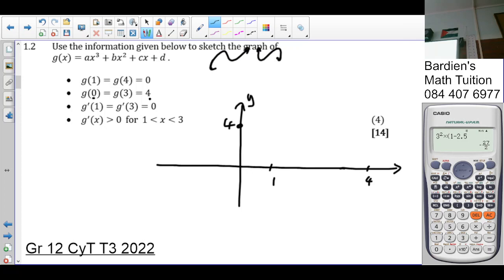Okay? Then g of 3 is 4. So there's 3. So g of 3 is 4. Okay, so the graph is going through that as well. Then going to the next information, we are told that g prime of 1, g dash of 1. When do we set g dash of x equal to 0 for a turning point? Not so? So g dash of 1, the graph is turning at x is equal to 1 and is turning at x is equal to 3.